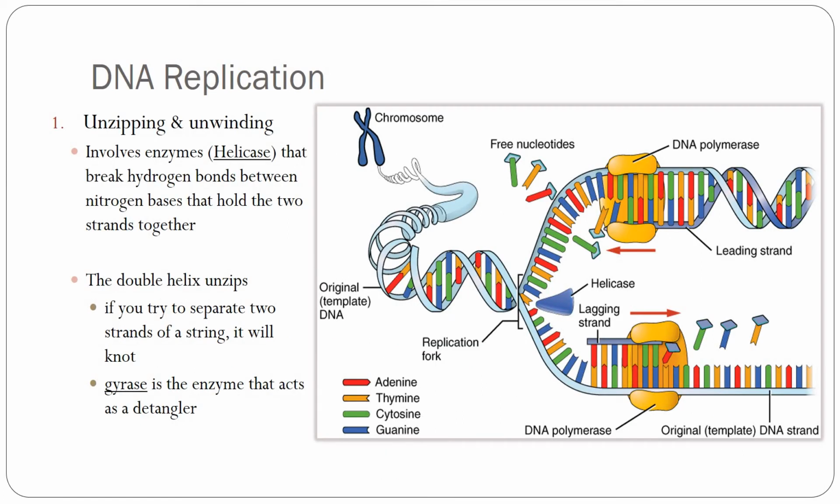The first stage is called unzipping and unwinding, and it involves something called helicase. And helicase is an enzyme that breaks hydrogen bonds between the nitrogenous bases that hold the 2 strands together. So that is located right here.